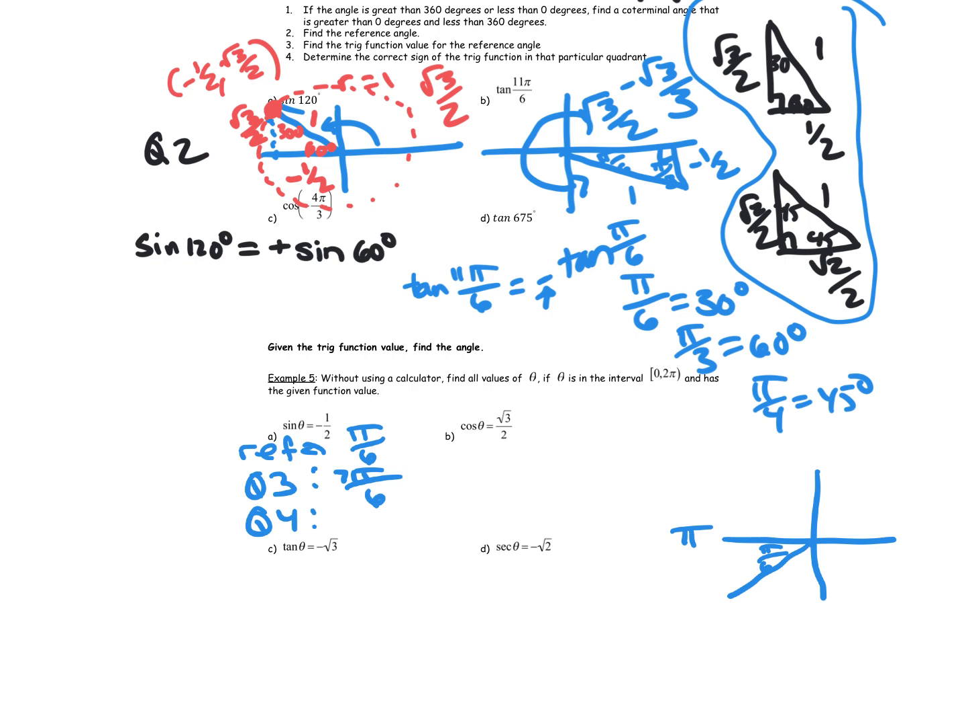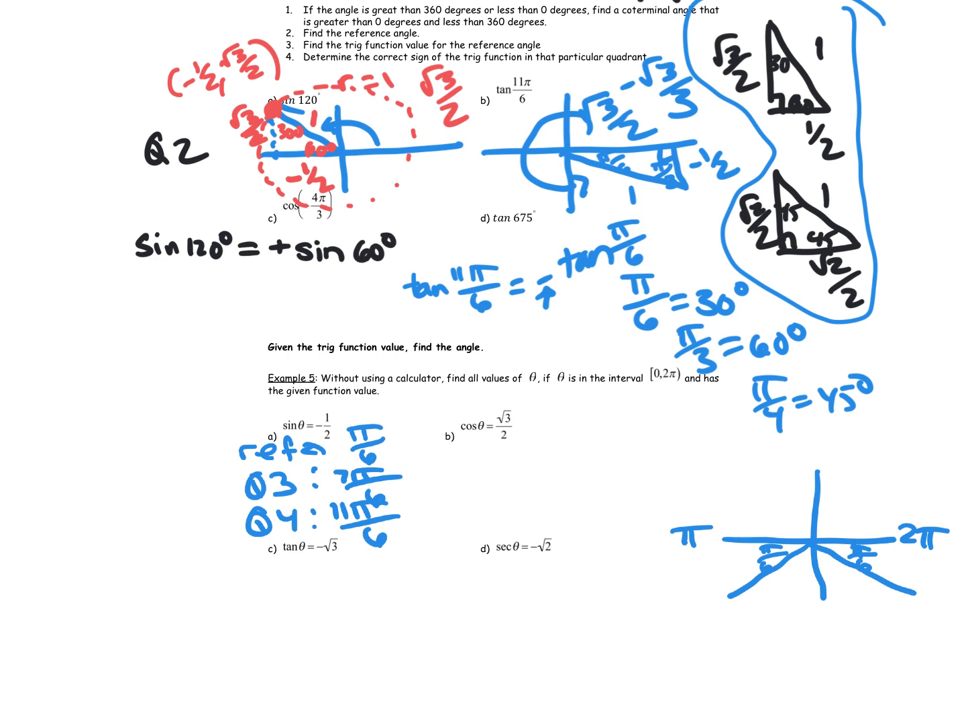In quadrant 4, same idea. This is going to be pi over 6. That's the reference angle. So 2 pi in terms of sixths would be 12 pi over 6. So I want one less than that. So I want 11 pi over 6. So that's what you're doing there.